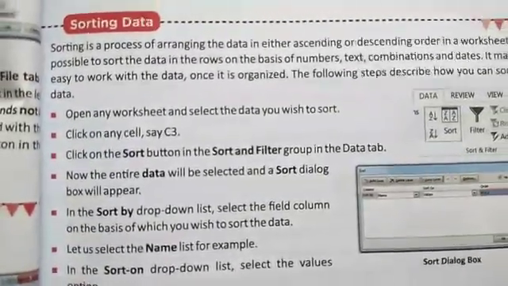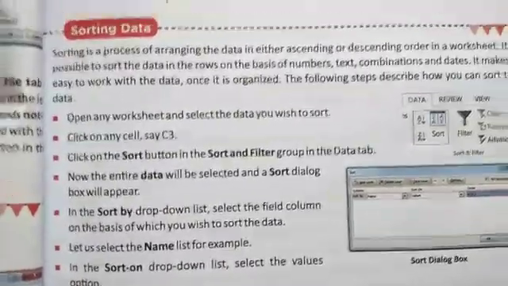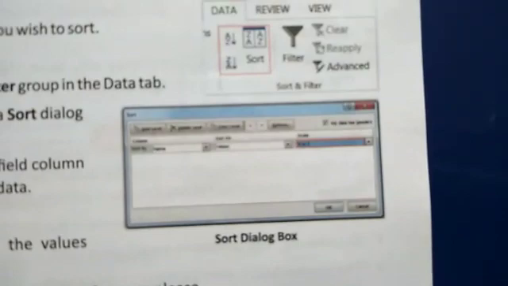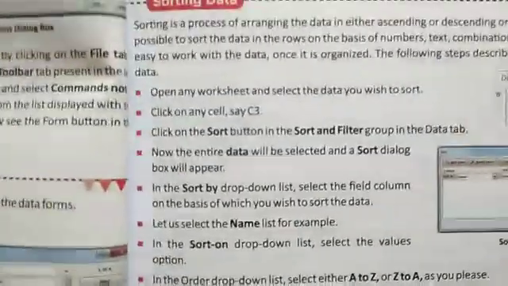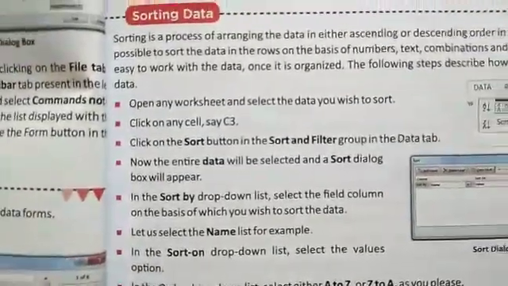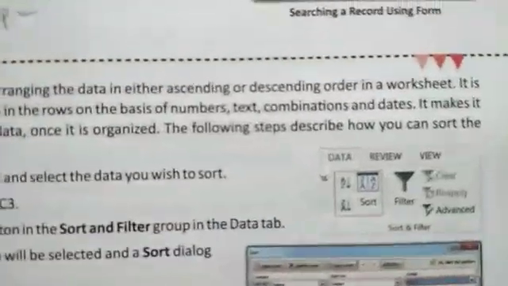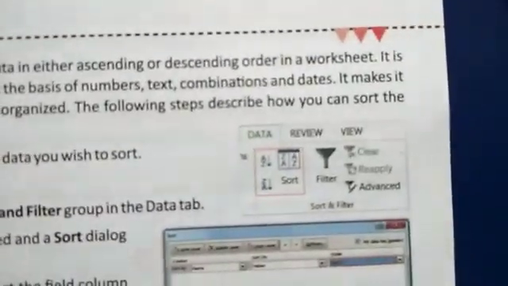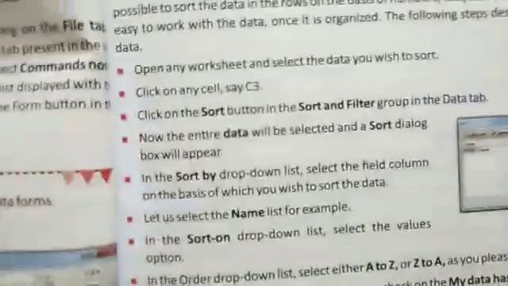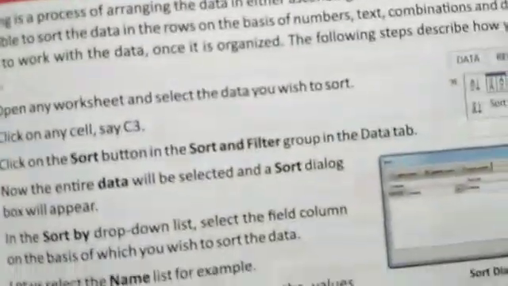Open any worksheet. Click on any cell, say C3. Now you have selected a cell. Click on the sort button in the sort and filter group in the data tab. Now the entire data will be selected and the sort dialog box will appear.